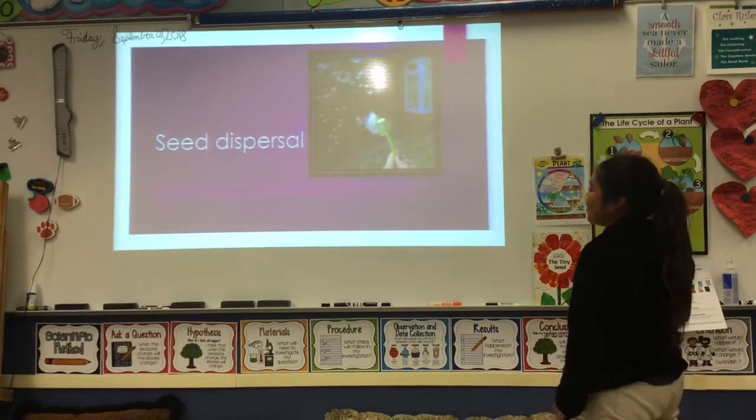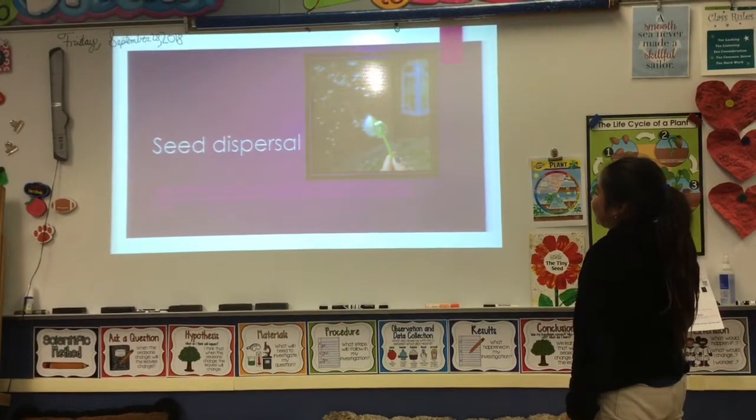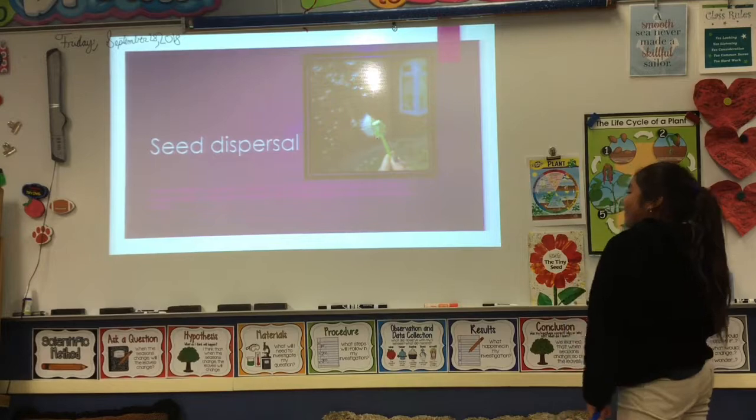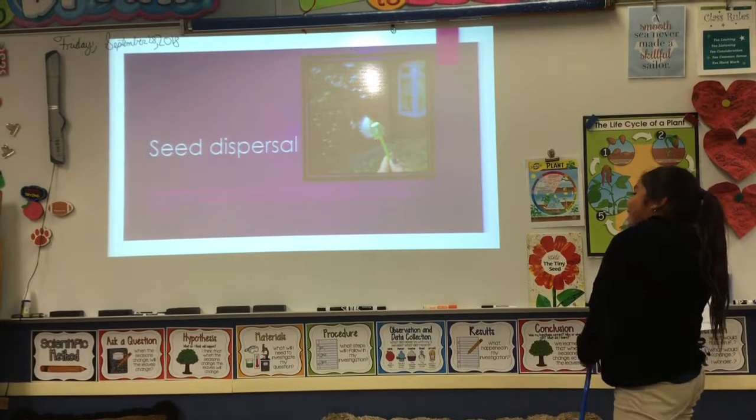Seed dispersal. Seed dispersal is when an animal eats a seed and poops it out, and it grows into a tree. And when it gets stuck in fur, or is carried by water and wind.